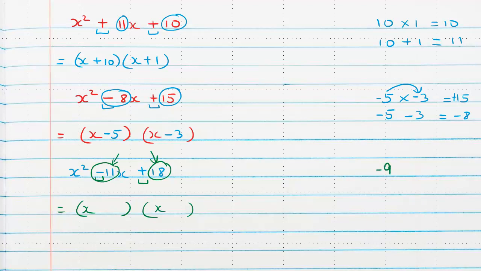Okay, so with a negative 9 and a negative 2, we get negative 11. And when we multiply them, negative 9 times negative 2, we get a positive 18. So this is our answer for this one, x minus 9, x minus 2. This is how we solve factoring trinomials.